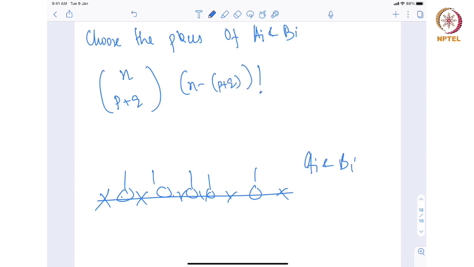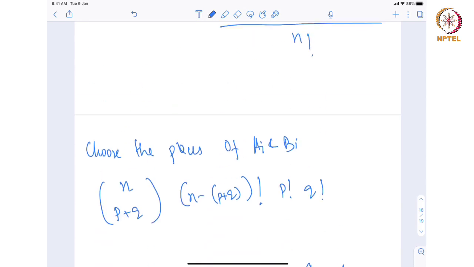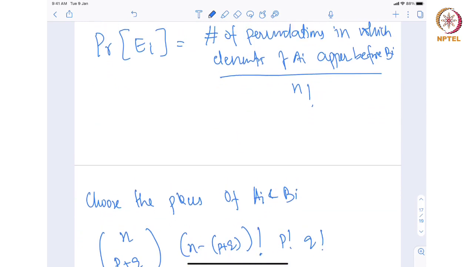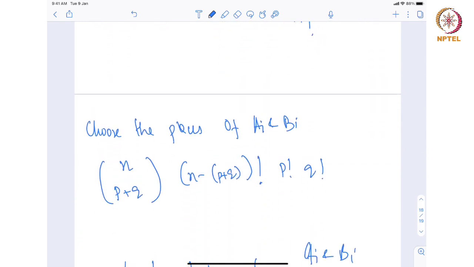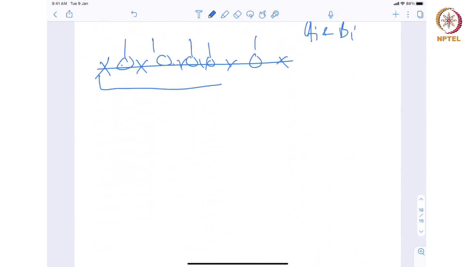Now look at the places: out of these p plus q places, the first p places are given for Ai and the next q places are given for Bi, but how these elements are permuted among themselves does not matter to us. So this is p factorial and q factorial. These are the number of permutations in which elements of Ai appear before Bi. You choose the places where Ai and Bi will occur, that is n choose p plus q. The first places are taken by Ai and the last by Bi, and how they are permuted among themselves does not matter, so p factorial and q factorial, and in the remaining places any permutation of the remaining elements can occur, which is n minus p plus q factorial. Okay. So now let us do this computation.